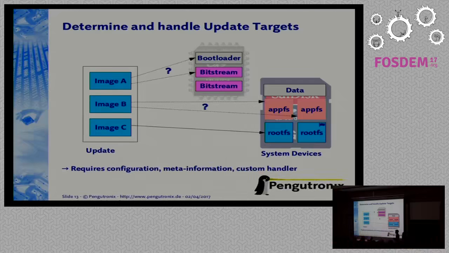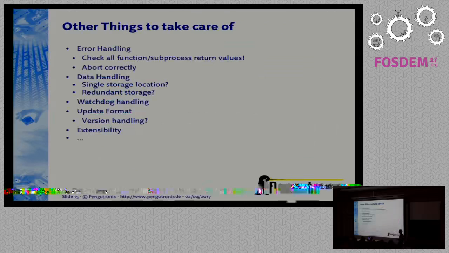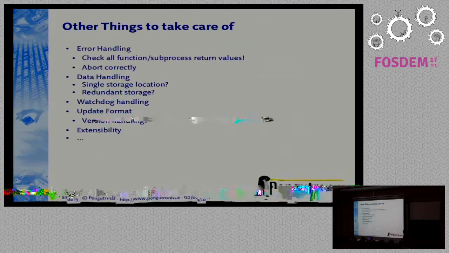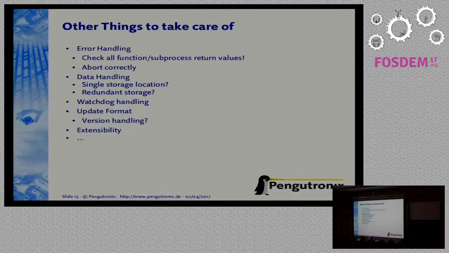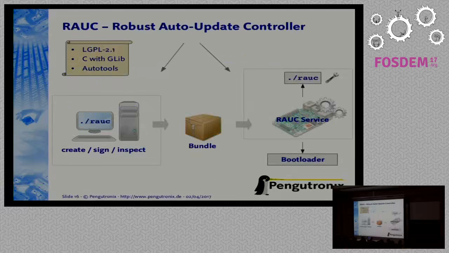And there are a lot of other things you have to take care of. You have to do good error handling to be sure that nothing in the update process failed. You have to think about where you store your data. Do you store it in a single partition or in a redundant partition? This matters if you deal with fallback or data migration, because systems A and B may use slightly different data formats, and watchdog handling and much more. So as a conclusion, you can say updating is not that easy. And this is why we developed RAUC, the update tool in firmware.